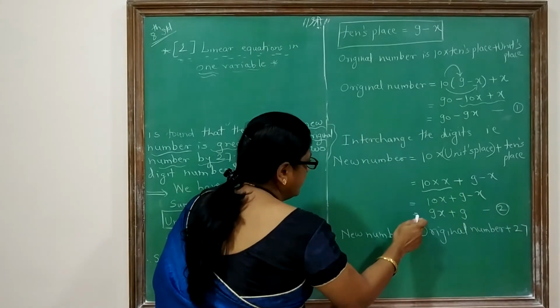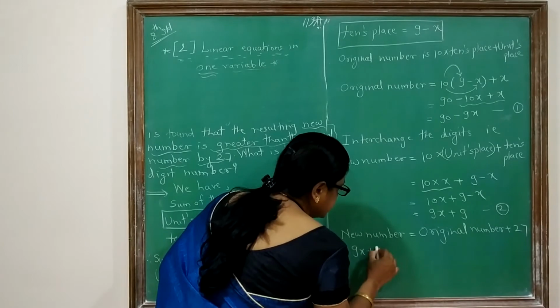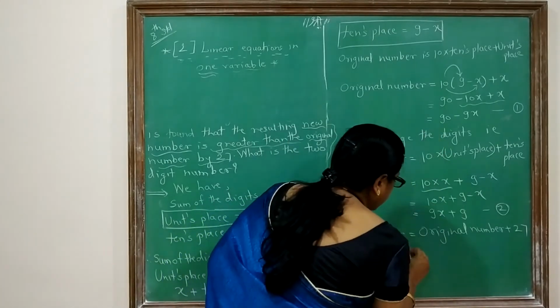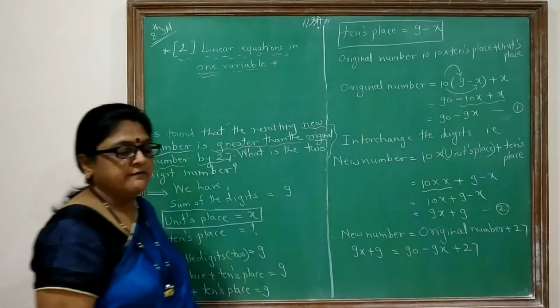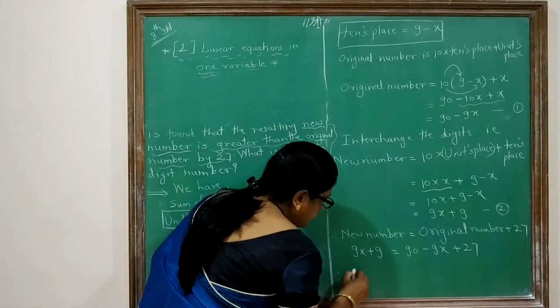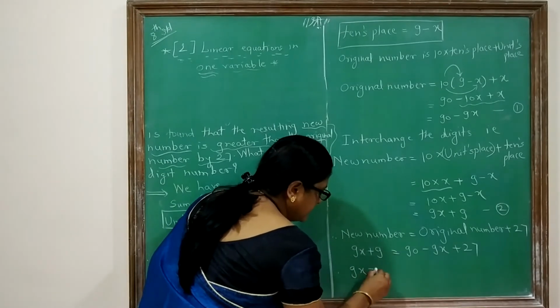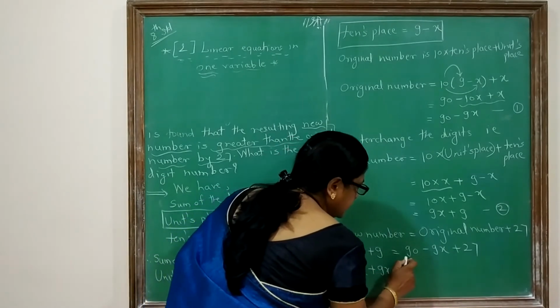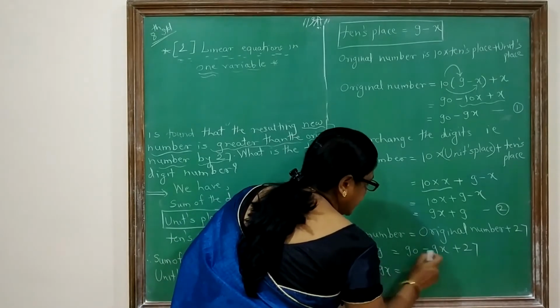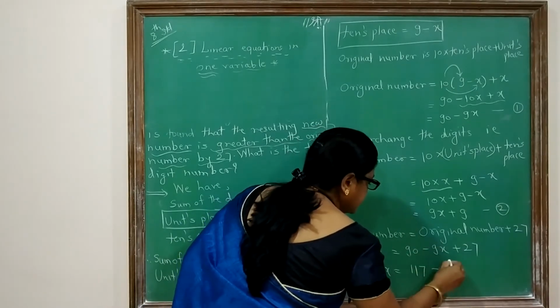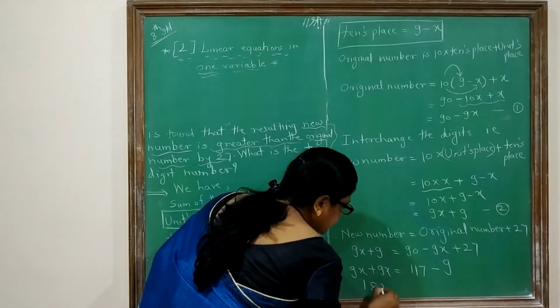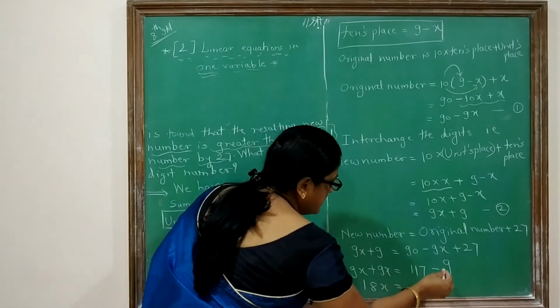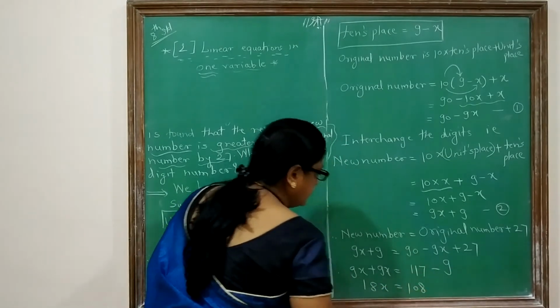Then what is your new number? New number is 9x plus 9, equal to your original number 90 minus 9x, and this plus 27. Then here this minus 9x will be transferred, that is plus 9x. Then 90 plus 27 is 117, and this 9 is transferred here. Then 9x plus 9x is 18x equal to 117 minus 9, that is 108.